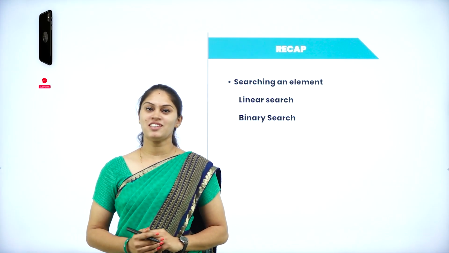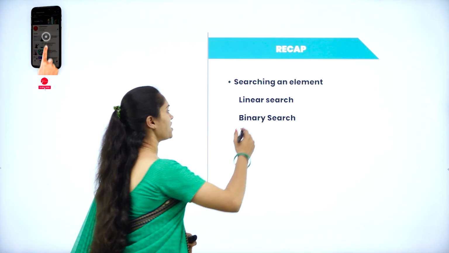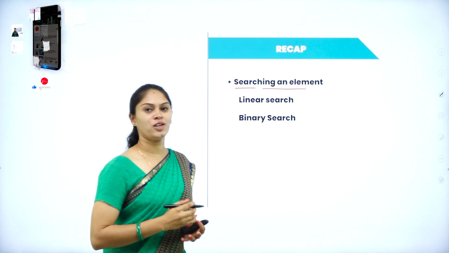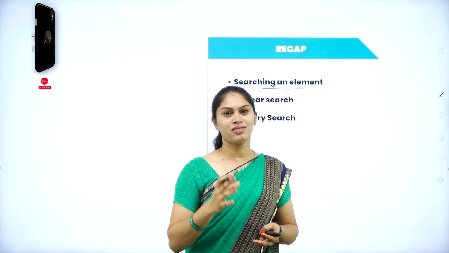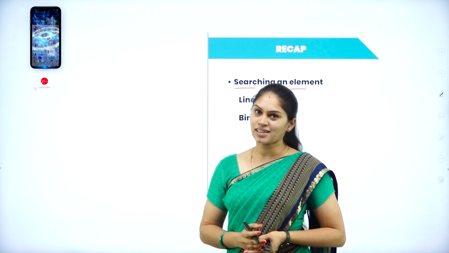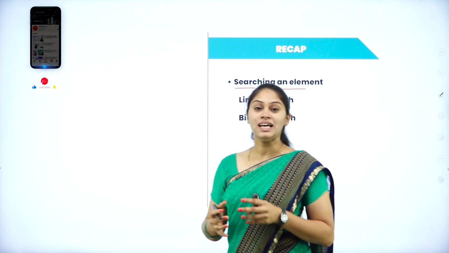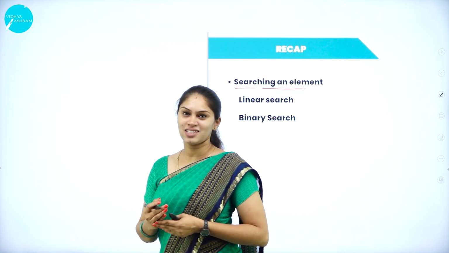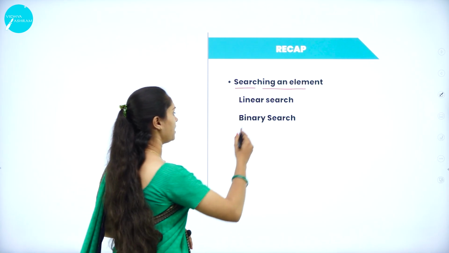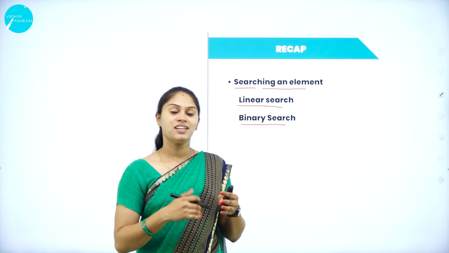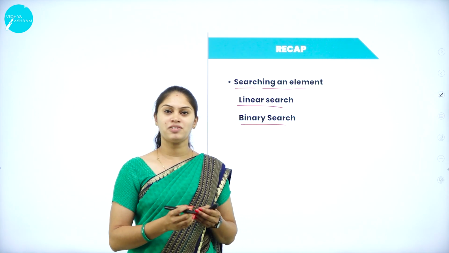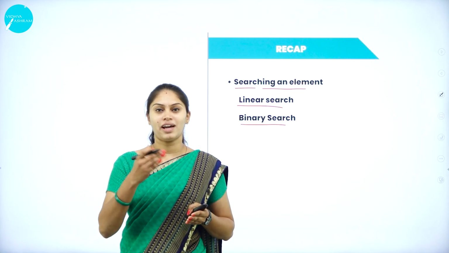In our previous session, we learned about searching of an element. As we all know, searching is a process of finding the location of an element in a linear array. That is what we mean by searching. Then what are the methodologies that we have used? That is linear search and binary search. When it comes to the linear search, we check the element from the beginning to the end, one by one.